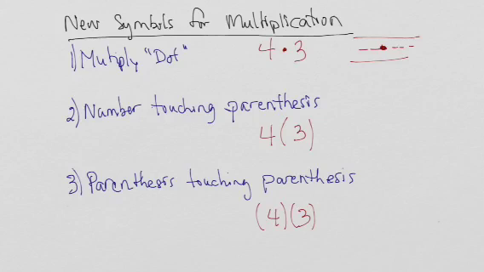There's only one symbol for add, one symbol for subtract. There's two for divide. There's this thing for divide, but there's also fraction bars. So there's two symbols for divide, one symbol for add, one symbol for subtract. Multiply is the only weird one that has multiple symbols.